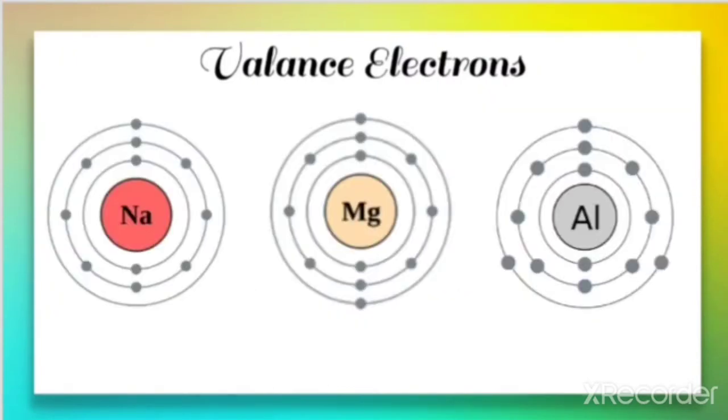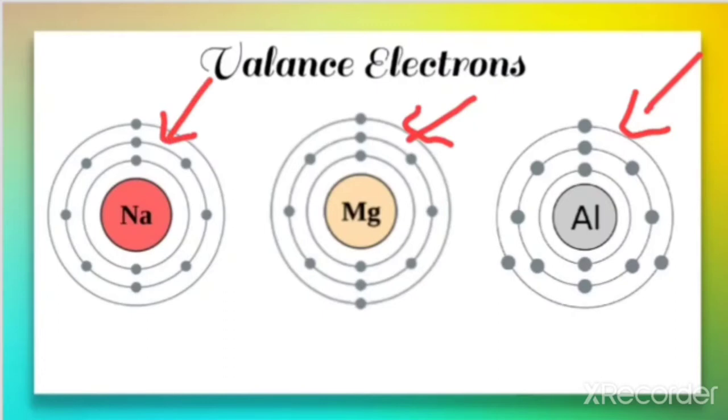Similarly, when we talk about sodium, magnesium and aluminium, in all these atoms there are 3 shells. You can see here, first shell, second shell, third shell. Here also, first shell, second shell, third shell. So here, K, L, M. In all these cases, 3 shells are there. So which one is the outermost shell here? The third shell is the outermost shell.